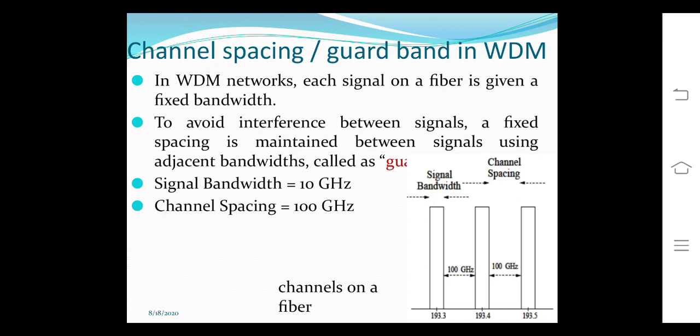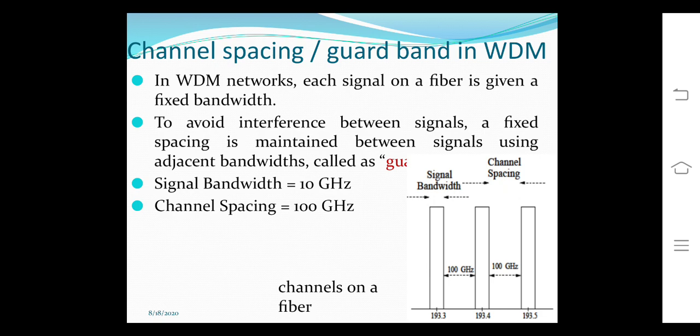Channel spacing or guard band in WDM. In WDM networks, each signal on a fiber is given a fixed bandwidth. To avoid interference between these signals, a fixed spacing is maintained between the adjacent bandwidths, and it's called guard bands. The signal bandwidth is equal to 10 gigahertz, and the spacing between the channels is chosen as 100 gigahertz.